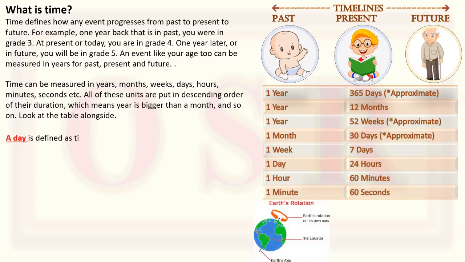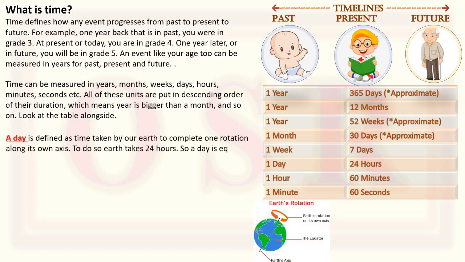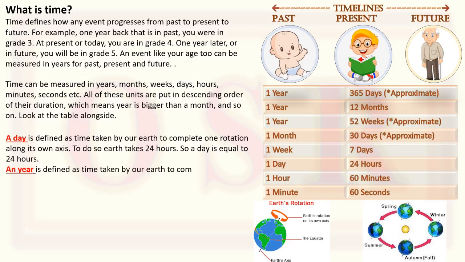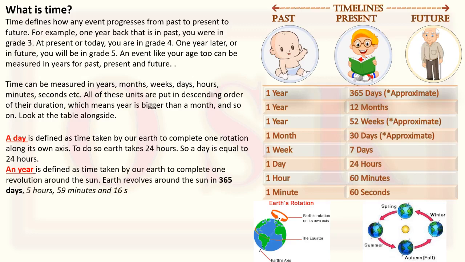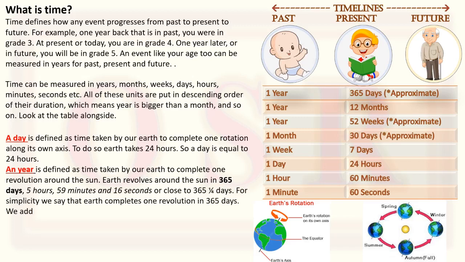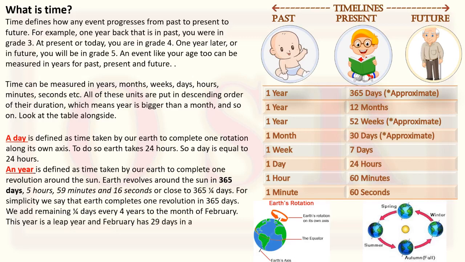Now a day is defined as the time taken by our earth to complete one rotation along its own axis. To do so, earth takes 24 hours, so a day is equal to 24 hours. A year is defined as the time taken by our earth to complete one revolution around the sun. Earth revolves around the sun in 365 days, 5 hours, 59 minutes and 16 seconds, or close to 365 1/4 days. For simplicity, we say that Earth completes one revolution in 365 days. We add the remaining 1/4 day every year to the month of February. This year is a leap year and February has 29 days in a leap year.